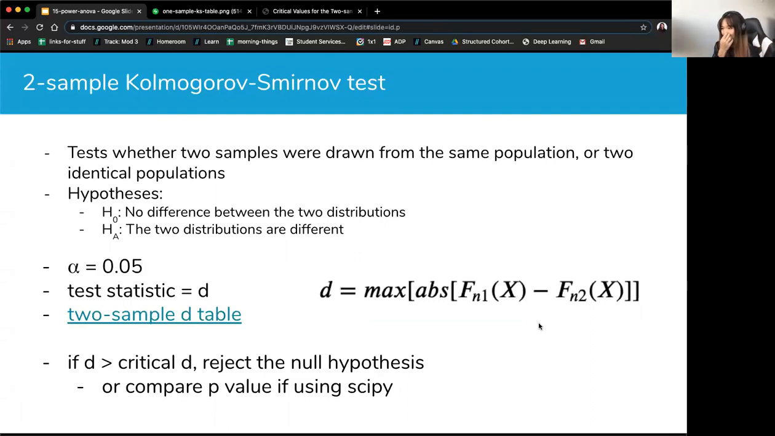Questions on this? Yeah, I had a question. Since we're doing a cumulative function, wouldn't one extreme outlier immediately make the test fail? So any sample with that one outlier would just immediately fail it?